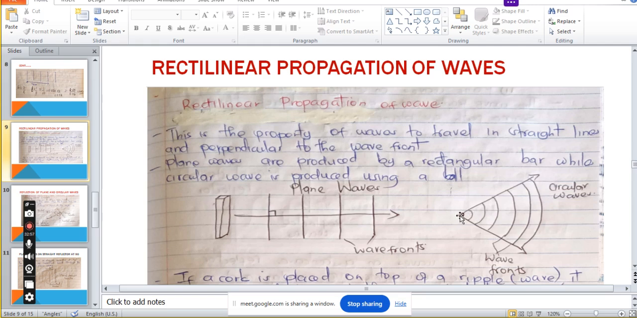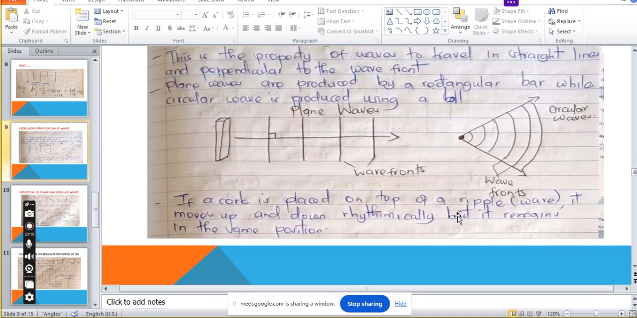So in case of a circular bar or a spherical ball, it will produce some circular waves, and these waves will travel in a straight line, and you can see they move straight. Okay, so that's that. You can continue.